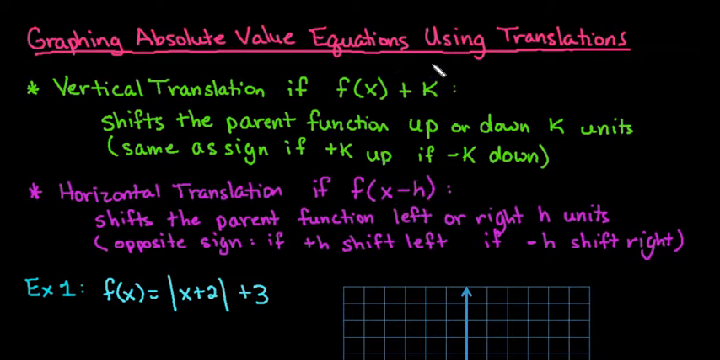The way the vertical translation works is that it's the same as the sign of the value that's being added. So if it's plus, you go up. If it's minus, you go down. The inside is a little bit different because it's the value that makes it 0 inside, so you always go opposite because it's x minus h. So if it's a plus h inside, that means it's going to shift to the left, and if it's a minus h, you would shift to the right.